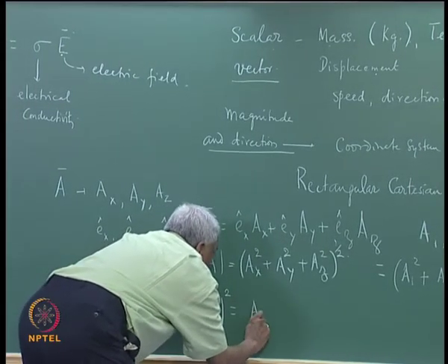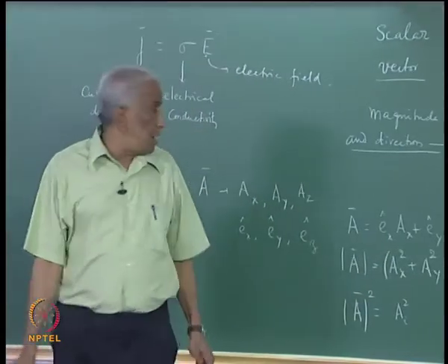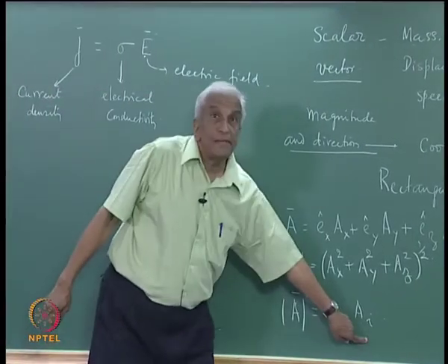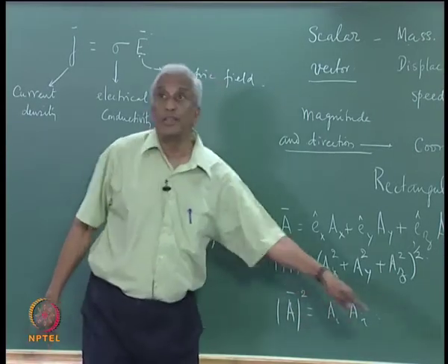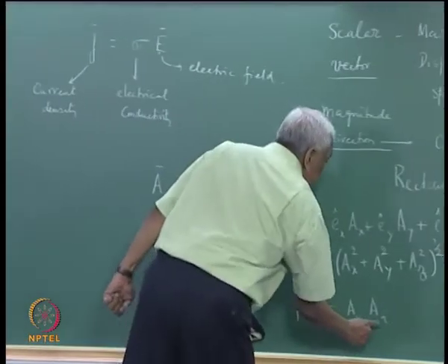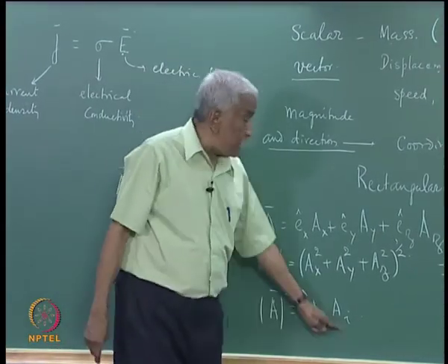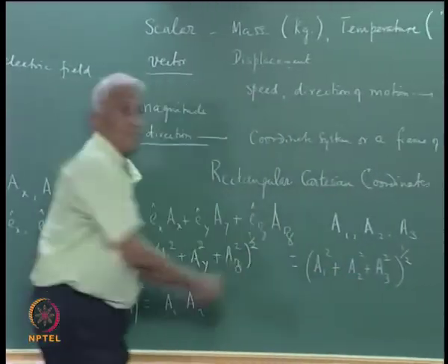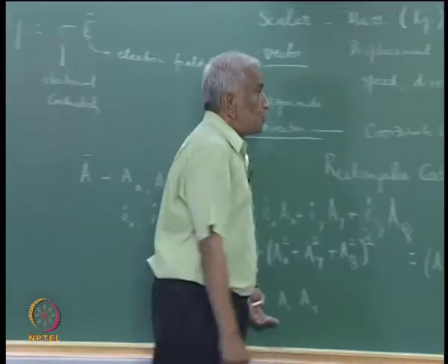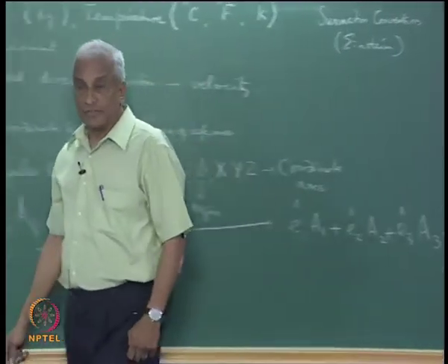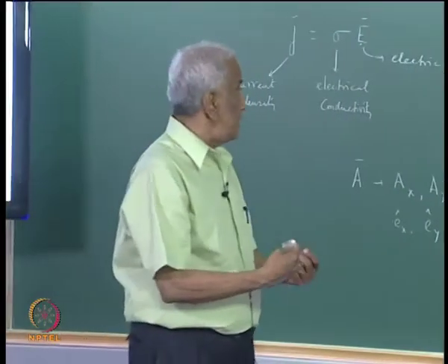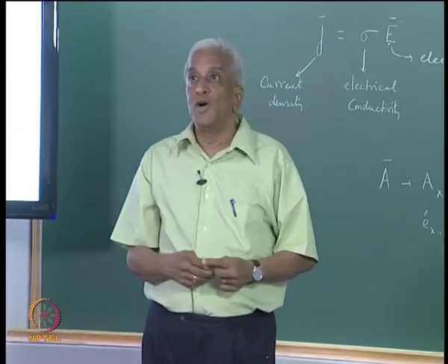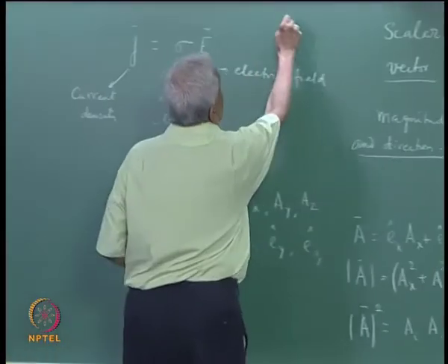And similarly, the magnitude square is Ai square or Ai Ai. Again, since i is repeated, there is a summation over these indices. So, I have A1 A1 which is A1 square, plus A2 A2 which is A2 square, plus A3 A3 which is A3 square, giving us again the same expression, but we have arrived at a much more compact notation in both cases. So, this notation enables us to generalize these considerations to more complex physical quantities, which are in general known as tensors.